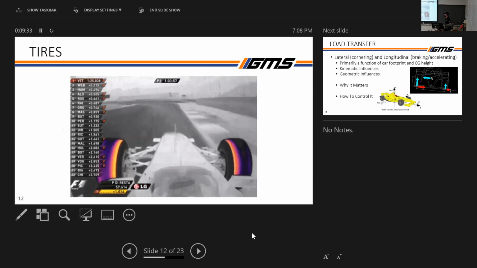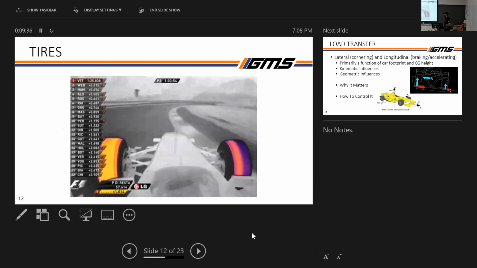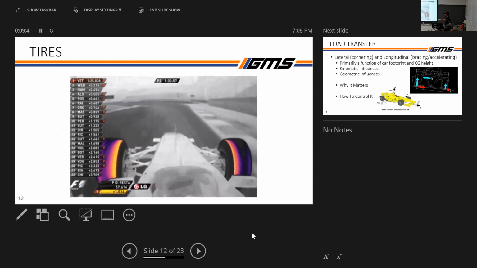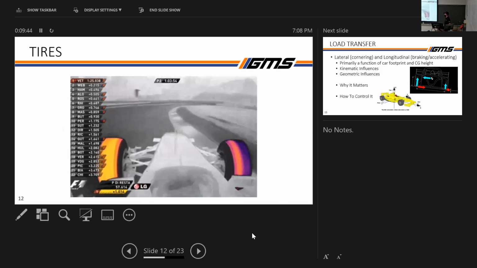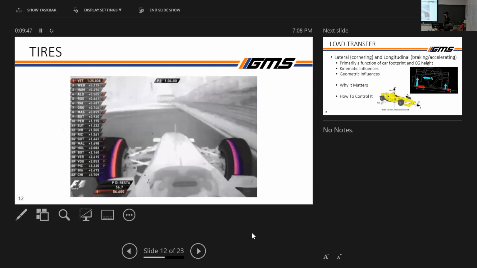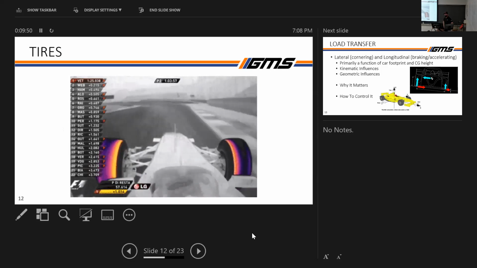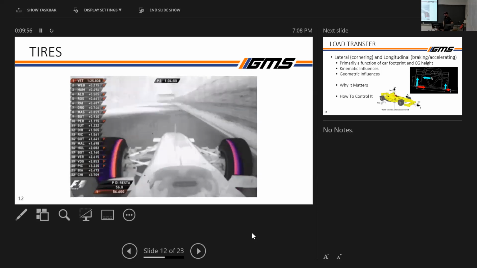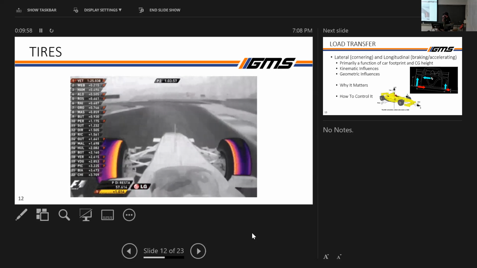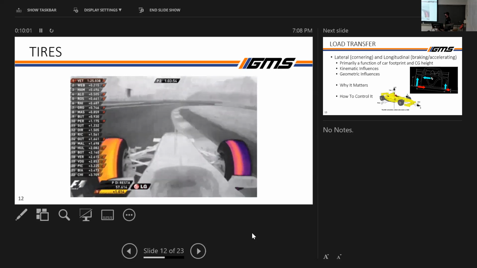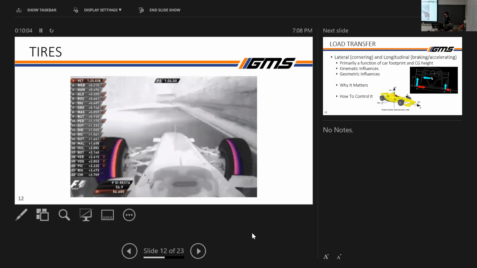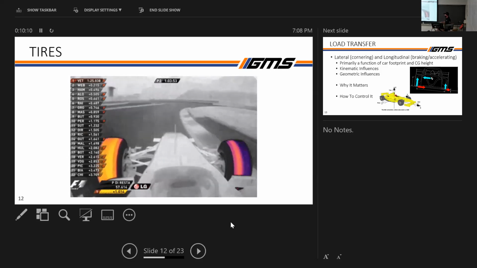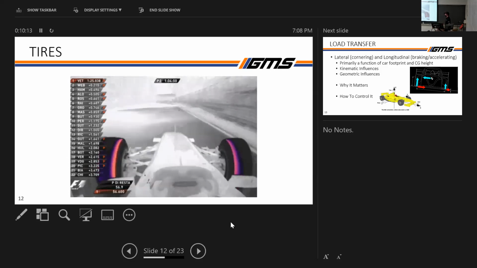This is a cool thing they used to do back in F1: they put a thermal camera on the car and you can see the tires heat up in different spots. Does anyone know why the inside of the tire seems to be getting hot just in the straight line? Any ideas? Yeah, exactly. Camber: the tires are tilted in a little bit, so that part of the tire is contacting the road a lot more in the straight line. Then you can see in the corners, the whole tire heats up a lot, the whole contact patch of the tire.